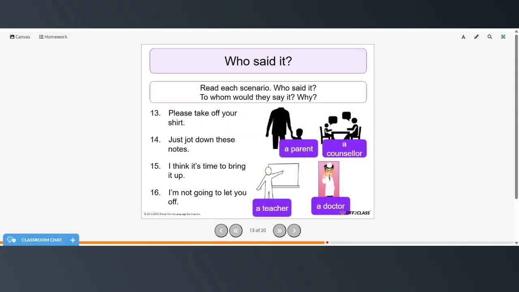Now, who said it? We're going to read each scenario and then choose who said it, to whom would they say it, and why. And again, you can put your answers in the comments to generate some conversation.